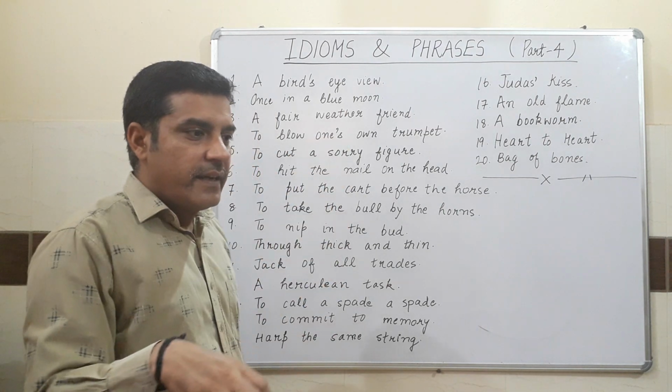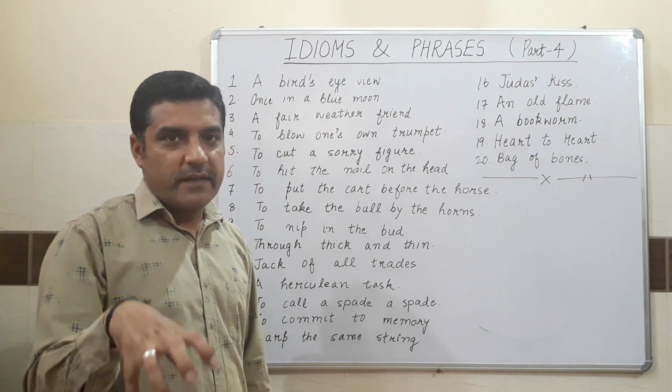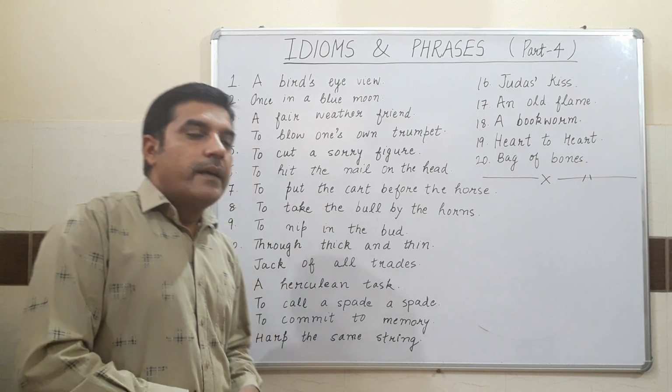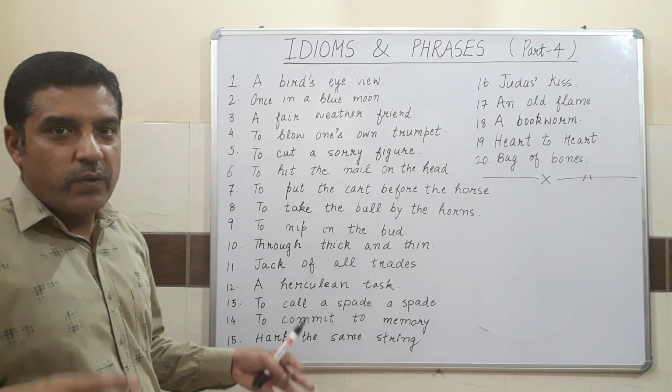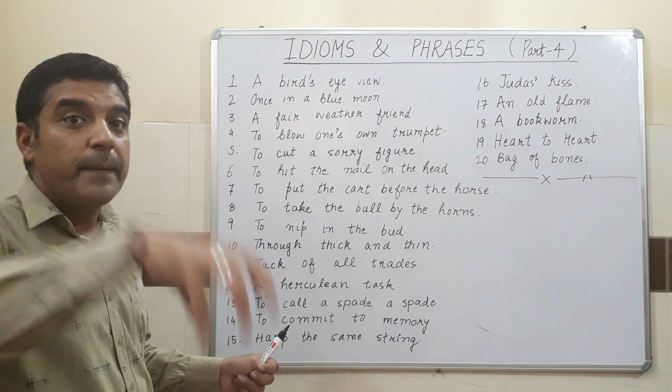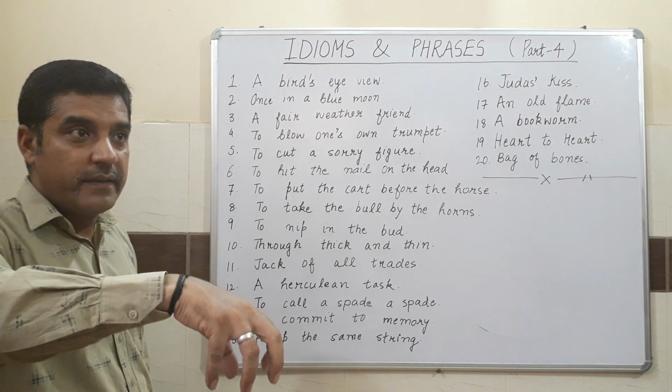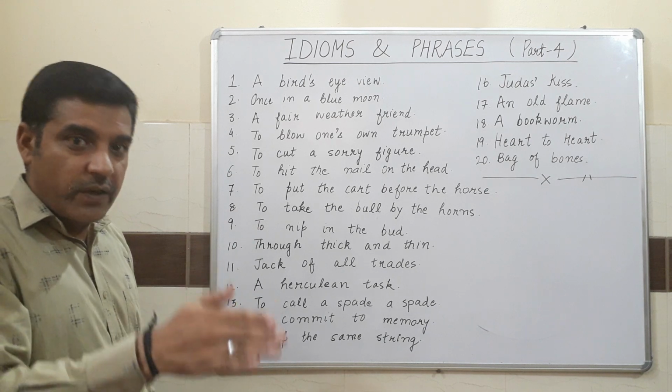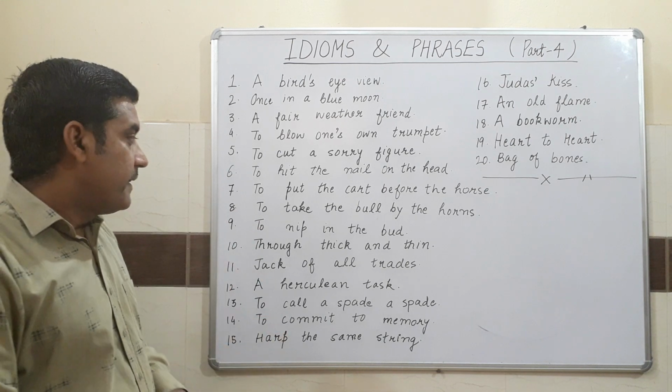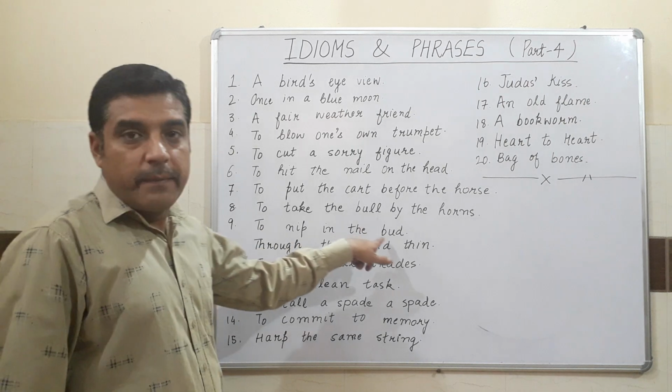Let's say a disease, in the very beginning you control it, fine. Or let's say you are going to get some bad habits, slowly suddenly you realize that I'll nip in the bud. Whenever there is beginning of something wrong, you control it then and there, that is to nip in the bud.